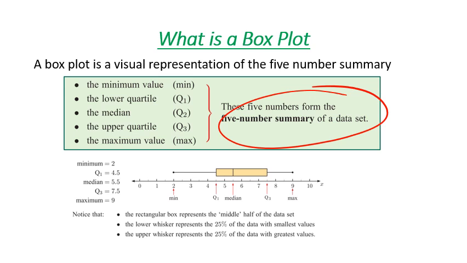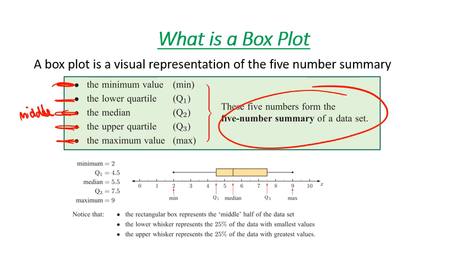It involves the minimum value, the lower quartile, the median, the upper quartile, and the maximum value. Now remember that the median is the middle term. The minimum obviously is the smallest value, the maximum is the largest value. Now the lower quartile is the median value of the lower half, and the upper quartile is the median value of the upper half.